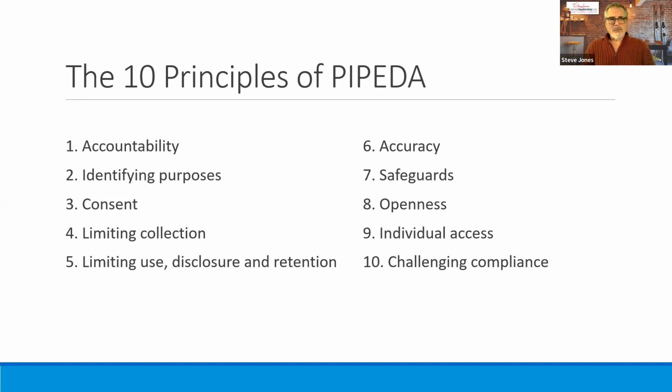Limiting use, disclosure, and retention. So we have to tell people what's in there, and we have to promise them that we will only keep it for a certain period of time or for that use. We have to make sure that it's accurate. We have to make sure that there are safeguards to protect it so people can't steal it.